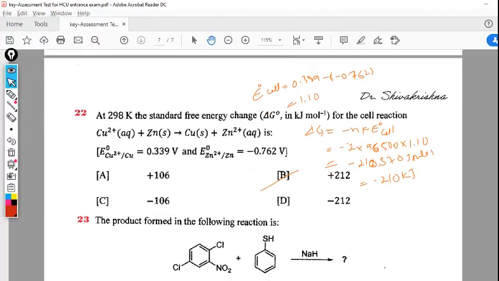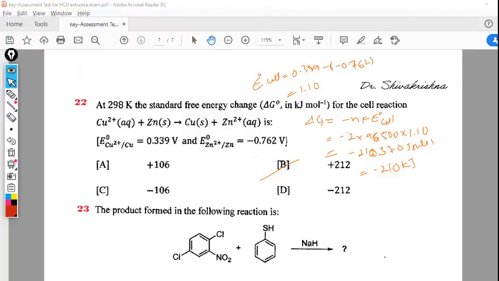Next, this is from thermodynamics, about the free energy. It is a combination of electrochemistry and thermodynamics.